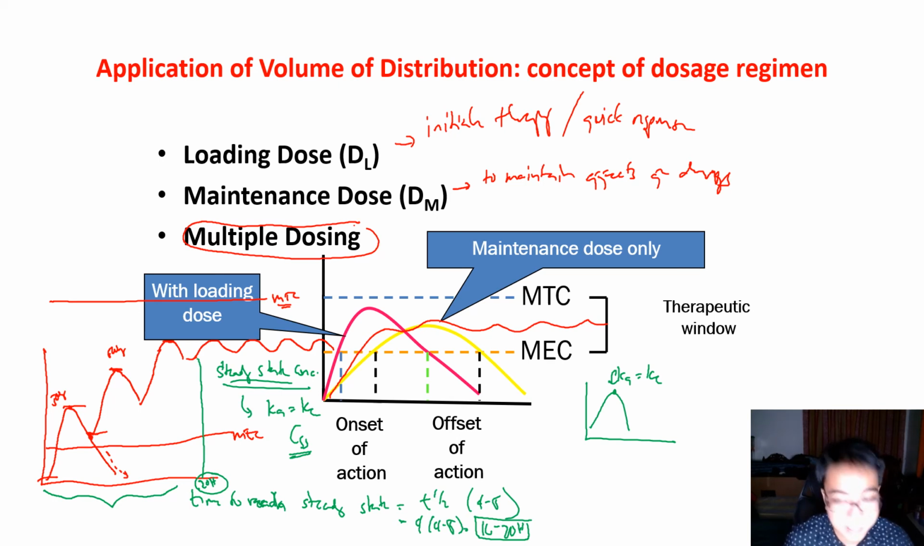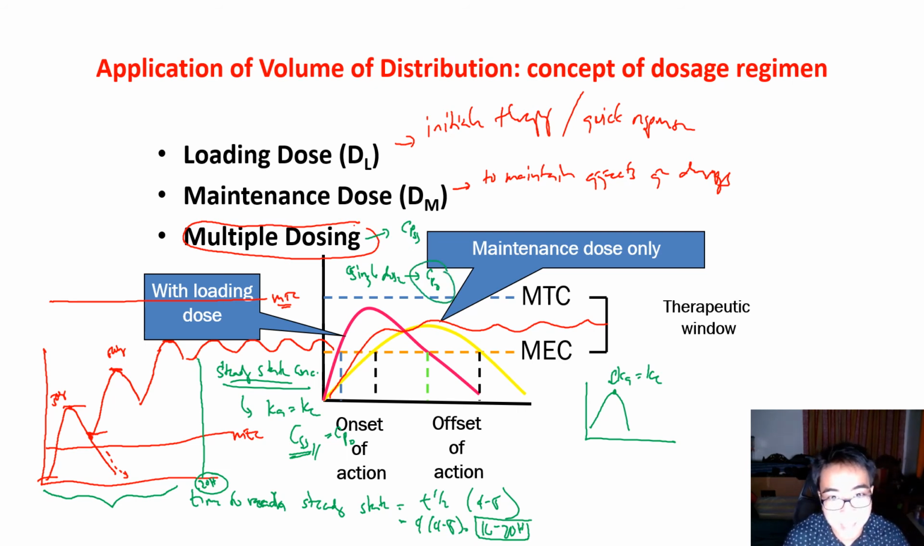Alright? The CSS. Now, class, if CSS is our term here, it's actually almost similar to your CP0, wherein the formula is for multiple dosing. Basta pag multiple dosing, class, ang hinahanap dyan is CPSS. Pero pag single dose, that's CP sub 0. Are we clear?